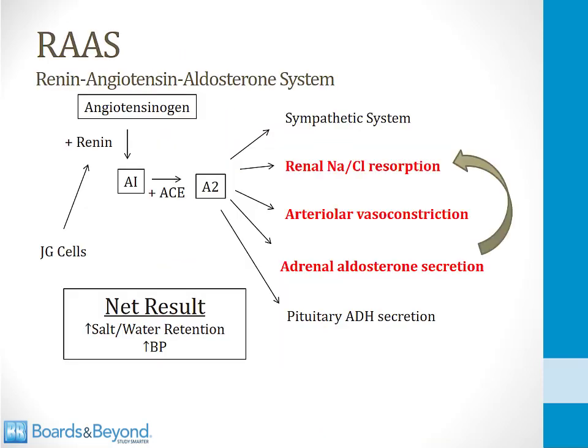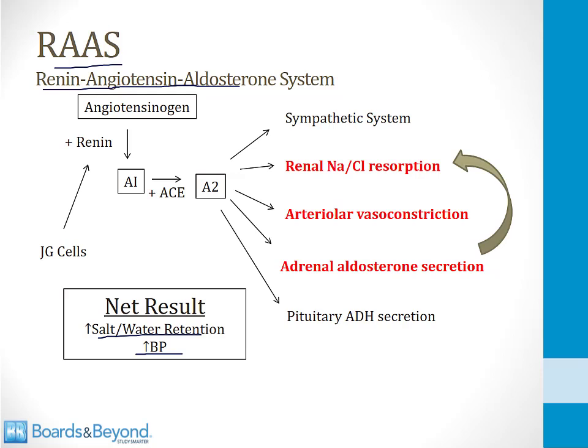Shown on this slide is my own diagram of the renin-angiotensin-aldosterone system, or the RAS. This is a system in the body that is activated by renin, and its job is to increase salt and water retention and raise the blood pressure. It is a response system in response to low blood pressure or low circulating volume.